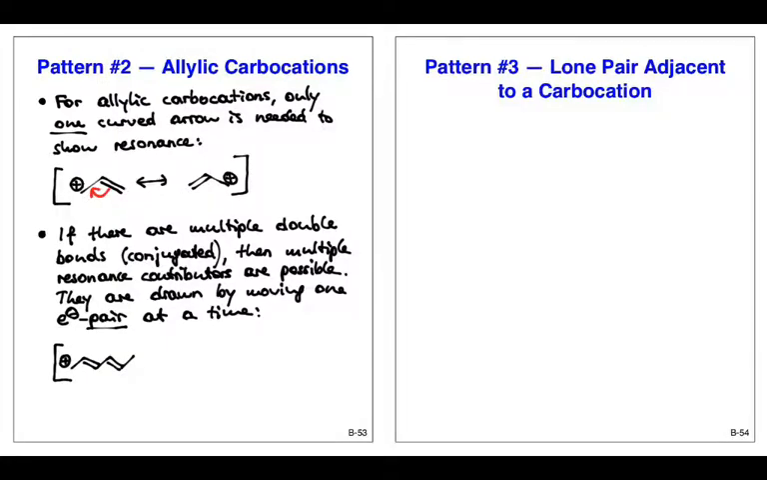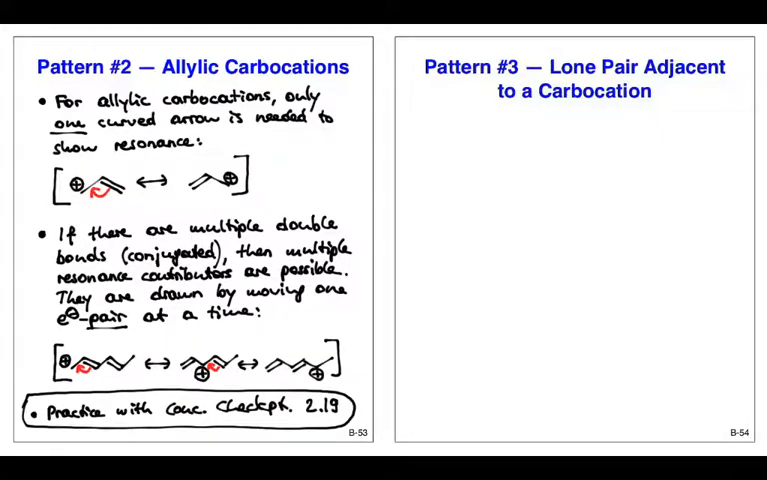So this is a more delocalized carbocation. It is delocalized over 5 carbon atoms. Right? These 5 carbon atoms are all sp2 hybridized, and so now we can start moving one double bond, and we get a new resonance structure. Then we can move another double bond, we get another resonance structure, right? And so again, put the whole thing in brackets to show that these are all resonance structures. Now practice this, please, with conceptual checkpoint 2.19.